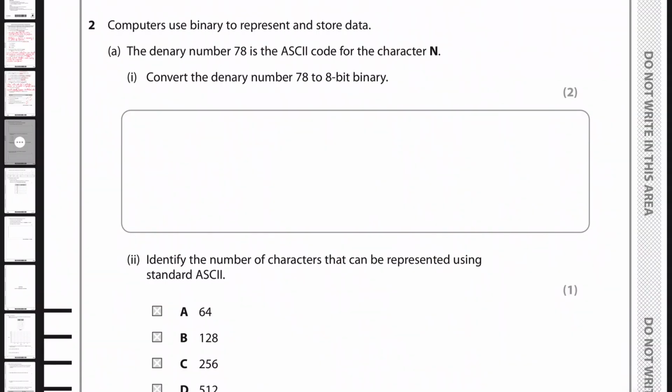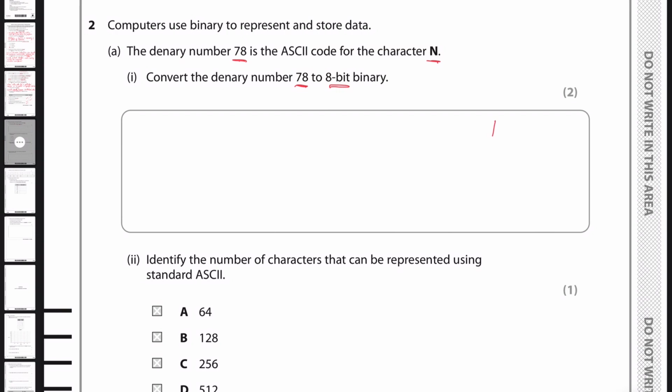Okay, question 2, part 2. Computers use binary to represent and store data. The denary number 78 is the ASCII code for the character N. This doesn't matter at all. It matters in the next bits. Convert the denary number 78 into an 8-bit binary number. Okay, so it's basically 2 nibbles.